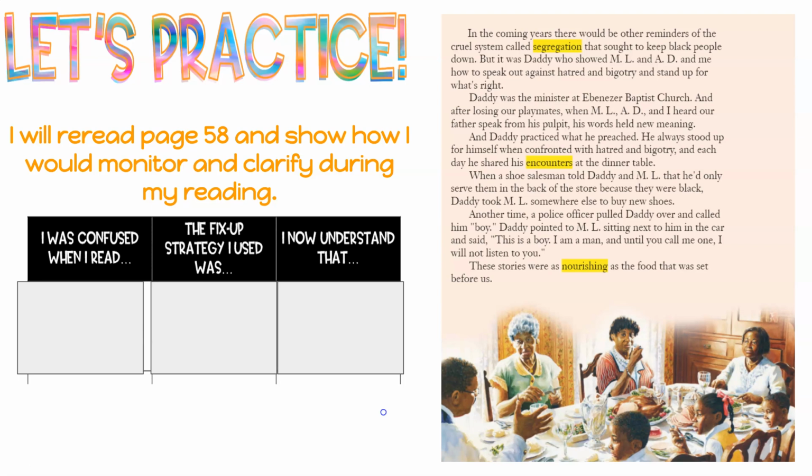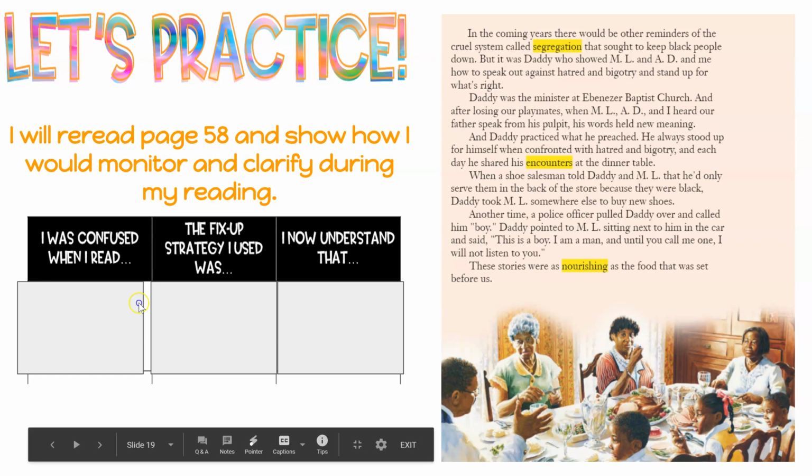He always stood up for himself when confronted with hatred and bigotry, and each day he shared his encounters at the dinner table. When a shoe salesman told Daddy and ML that he'd only serve them in the back of the store because they were Black, Daddy took ML somewhere else to buy new shoes. Another time, a police officer pulled Daddy over and called him boy. Daddy pointed to ML sitting next to him in the car and said, "This is a boy. I am a man, and until you call me one, I will not listen to you." These stories were as nourishing as the food that was set before us.